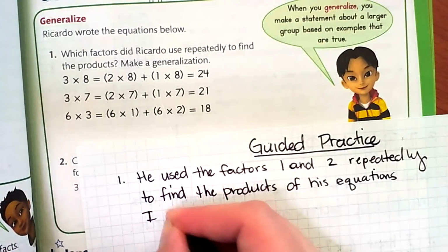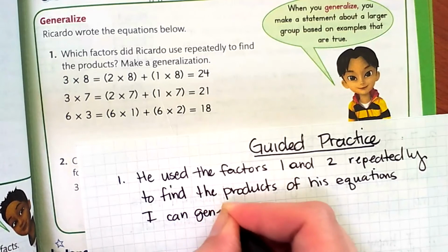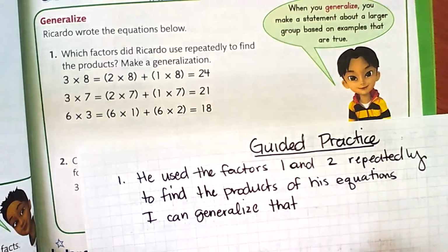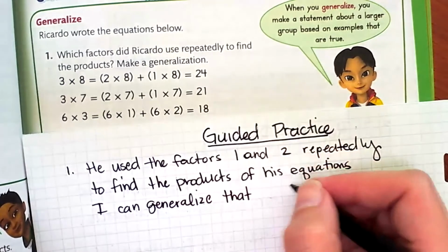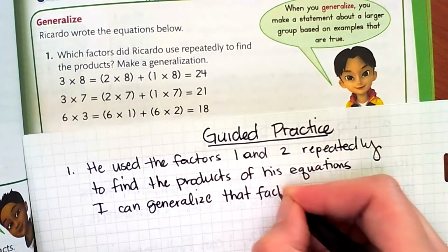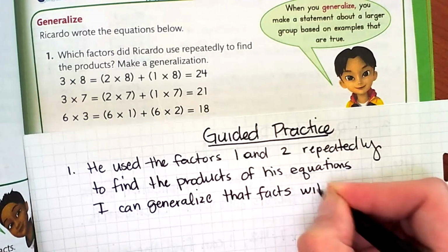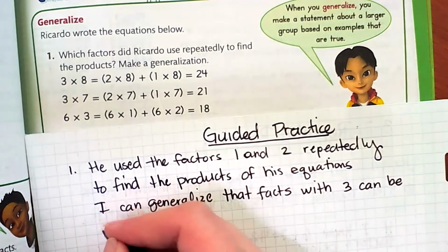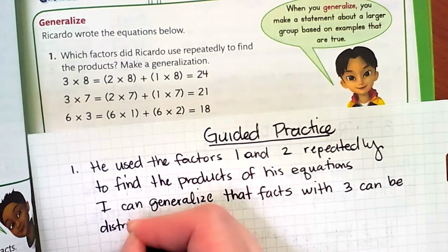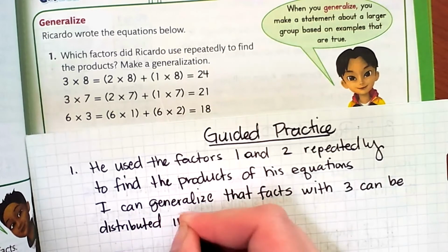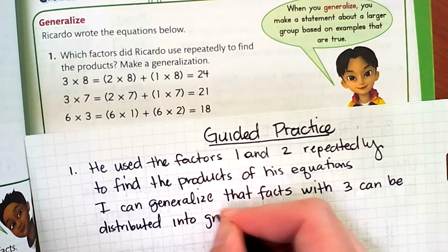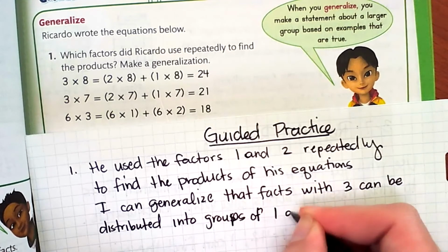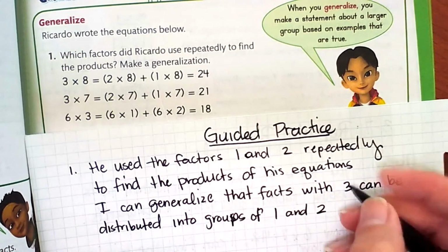I can generalize that facts with 3 can be distributed into groups of 1 and 2 to solve.